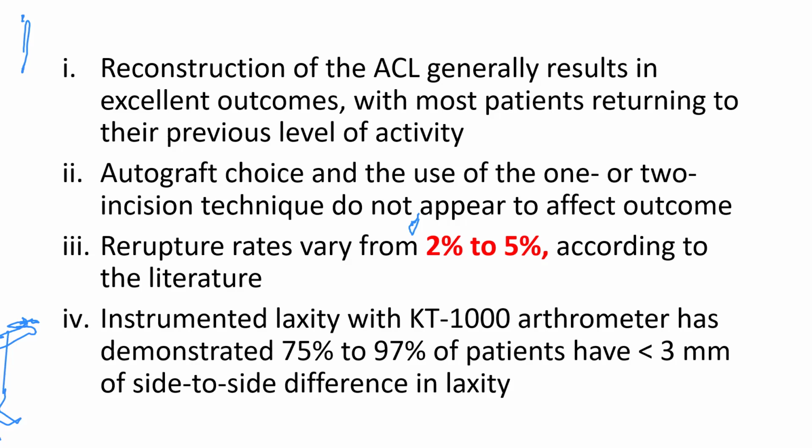Instrumented laxity with the KT1000 arthrometer has demonstrated that 75 to 97% of patients have less than 3 millimeters of side-to-side difference in laxity. So it gives you a stable position. It maintains the relationship between the femur and tibia. It prevents impaction between these two bones. So it's giving us very good results, providing it is properly done. But don't forget that complications do occur.